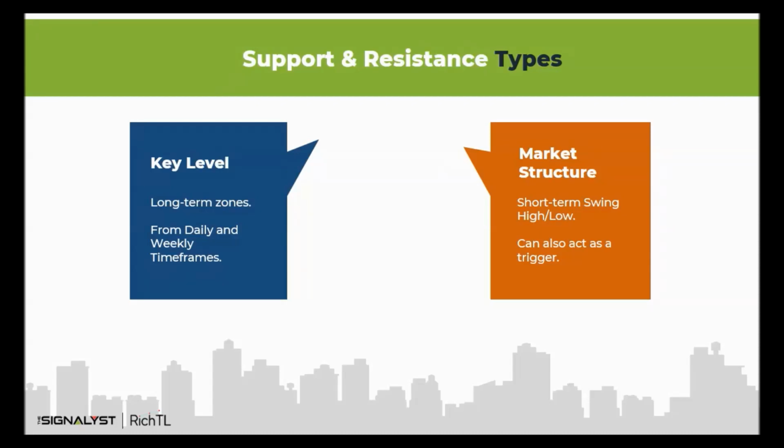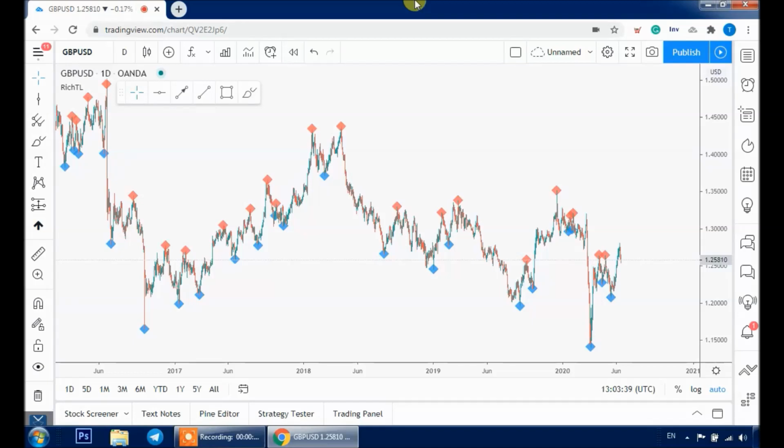The short-term ones are what we call market structure that we will use to know who is currently in control, the buyers or the sellers, and can also be used as a trigger and can be found on any time frame. So let's open our charts and look for live examples. Let's start with the key levels.